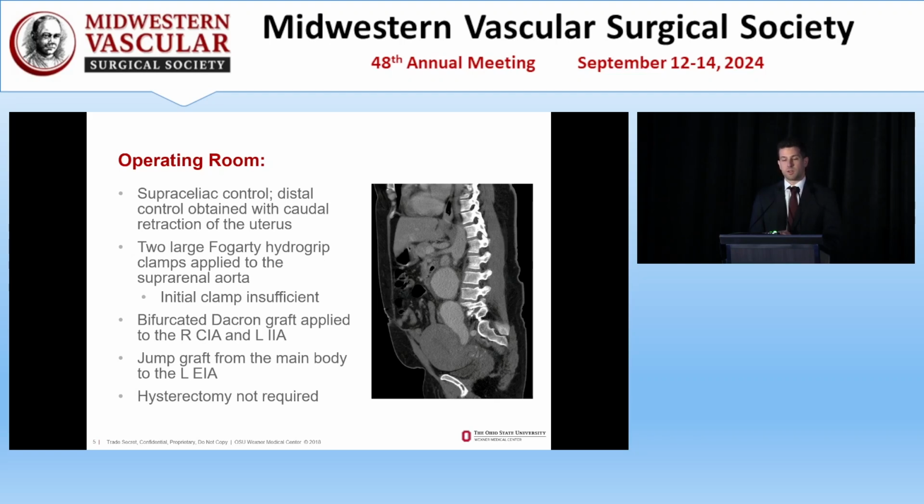Bifurcated Dacron graft was then applied to the right common iliac artery and the left internal iliac artery, and an additional jump graft was taken from the main body of the graft to the left external iliac artery.